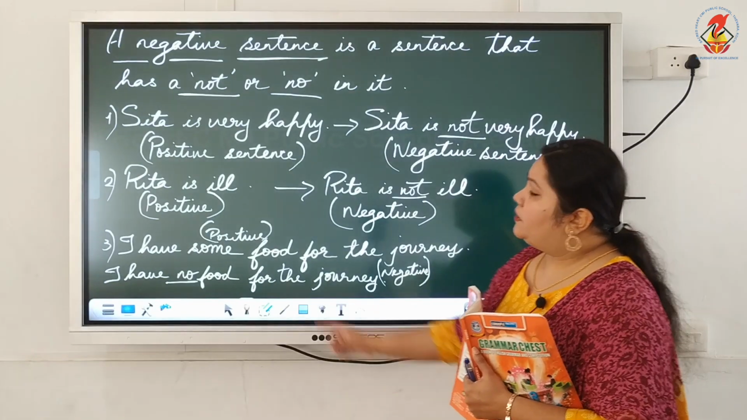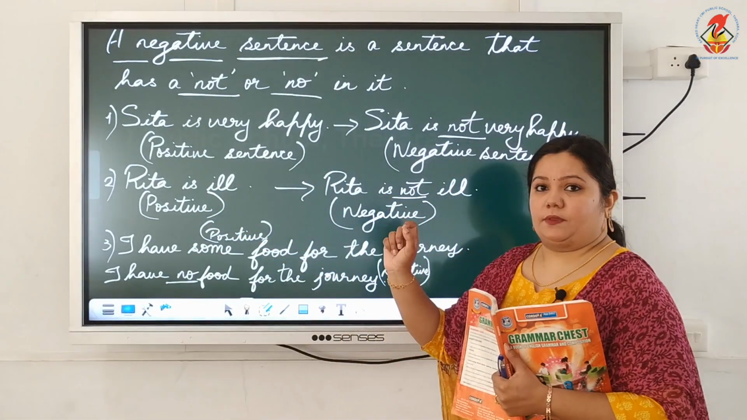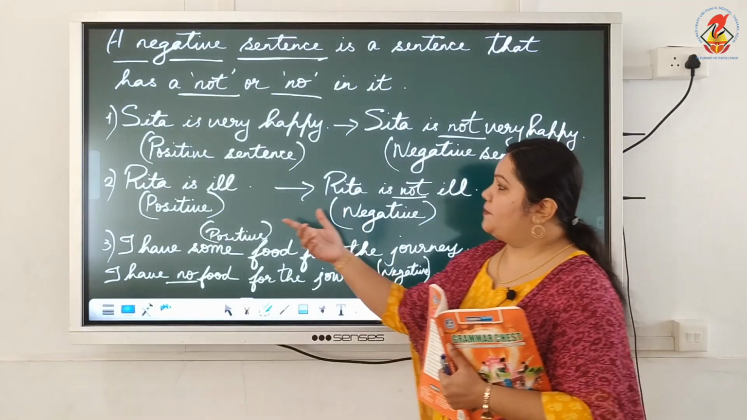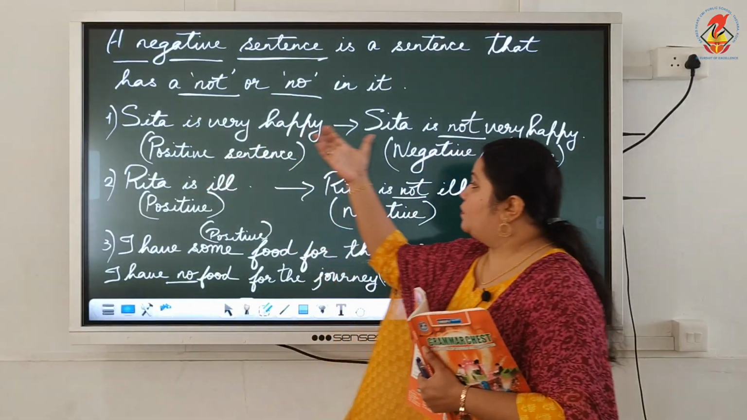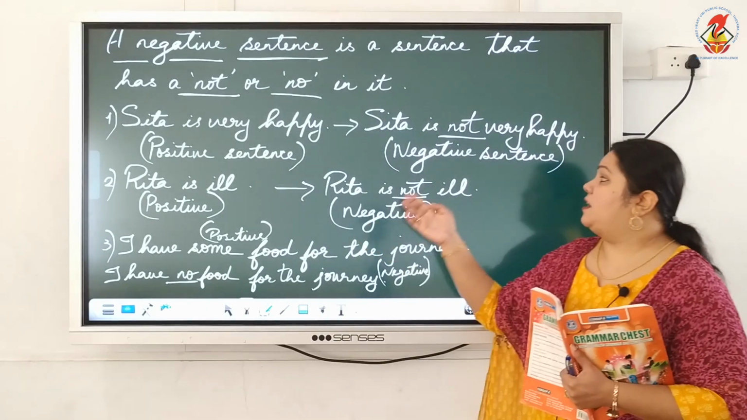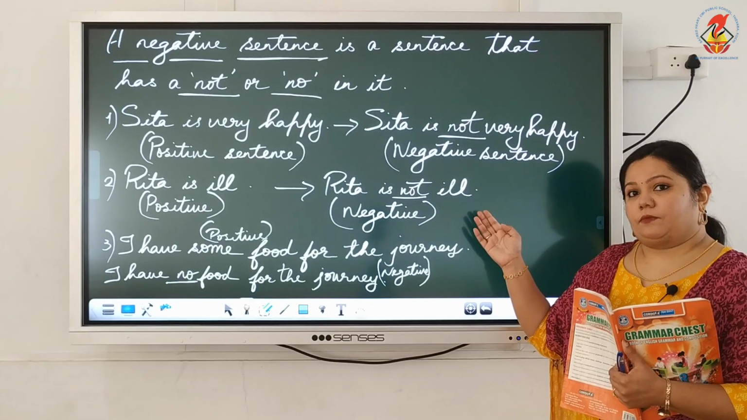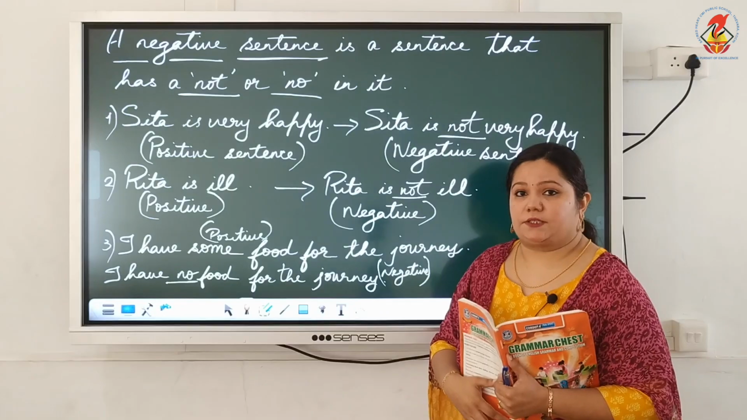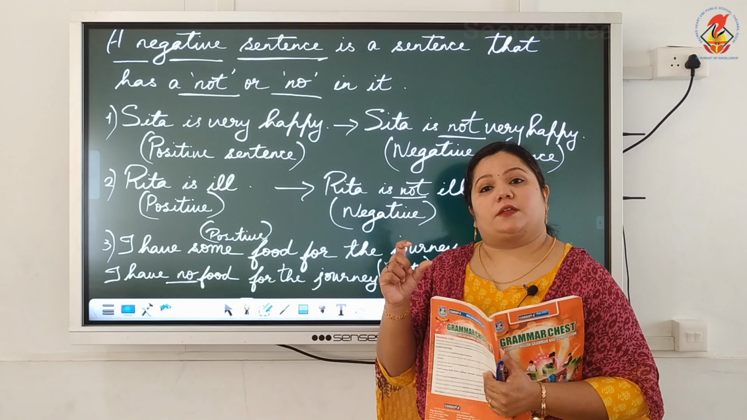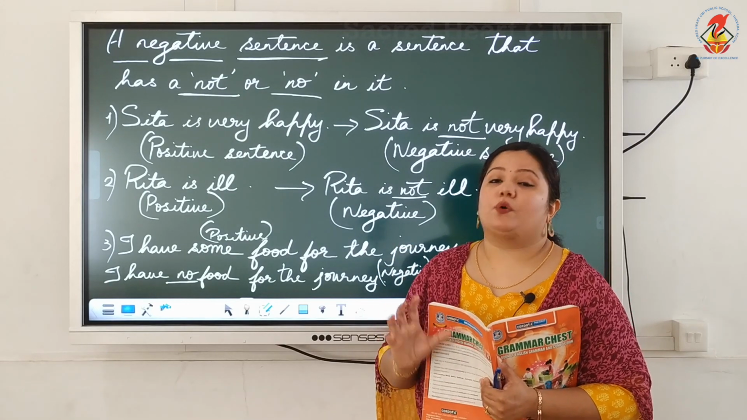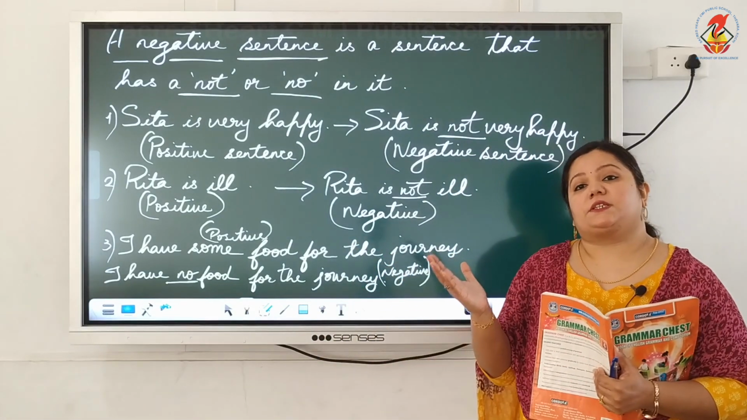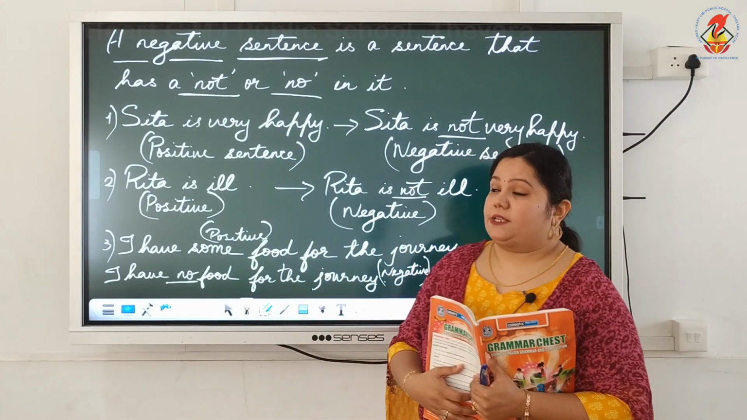Similarly over here, Rita is ill. It is a positive sentence. Even though the word ill is mentioned here, it is a positive sentence. Now we change it into a negative sentence by saying Rita is not ill. Okay, now this is a negative sentence. So basically negative sentences are those sentences which have the negative word not or no included in them. We can change positive sentences into negative sentences.